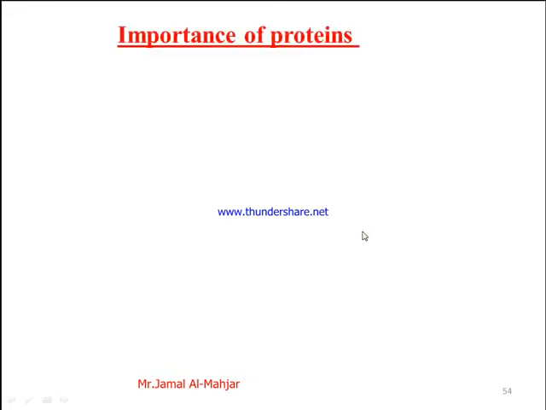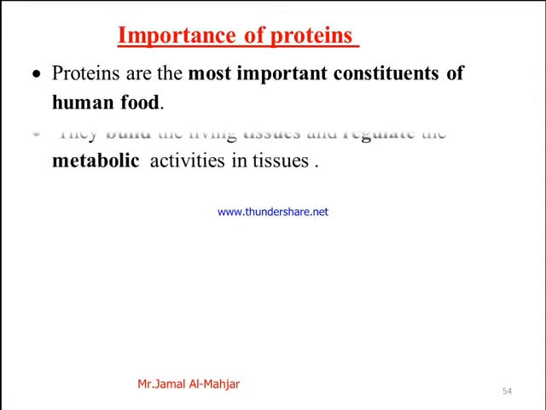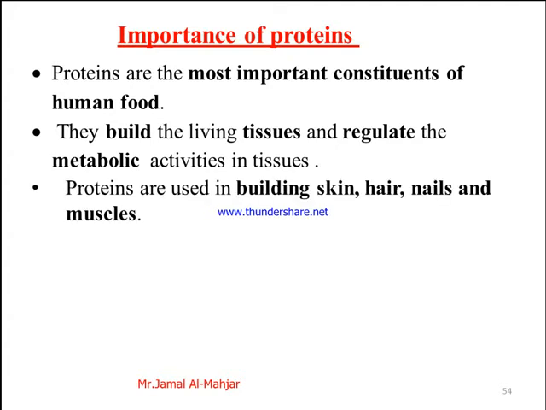What is the importance of proteins? Proteins are the most important constituents of human food. They build the living tissues and regulate the metabolic activities in tissues. Proteins are used in building skin, hairs, nails, and the muscles.